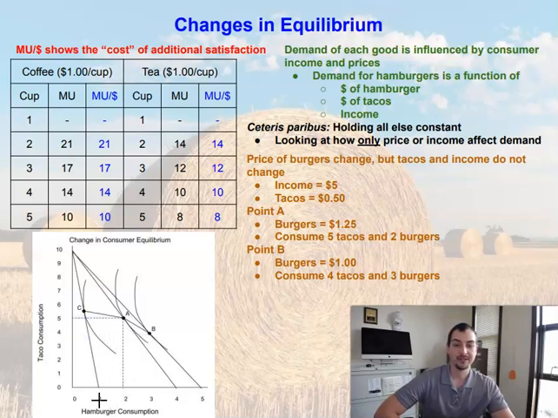But what if the price of hamburgers increased to $5 a piece? Now what's going to happen? Well, we have a brand new budget constraint. We see that the price of hamburgers rose, therefore the budget constraint rotated back clockwise. And we see that the amount of burgers fell. Makes sense, the price rose. And actually the amount of tacos rose. Well, that makes sense. We consume fewer hamburgers, so we might consume more tacos.